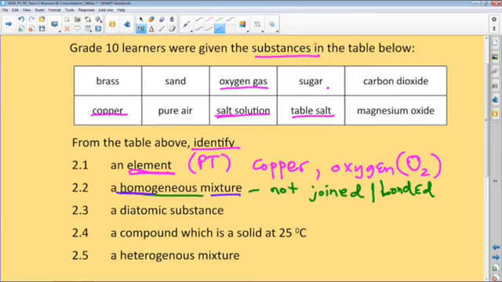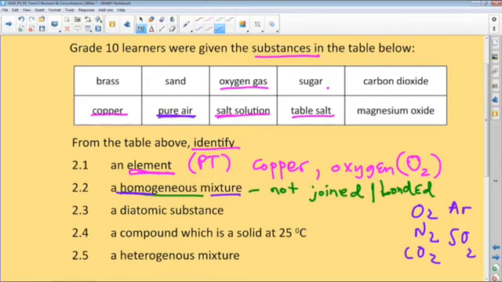Right. In this case, take for example a salt solution. You may think of it as a homogeneous mixture. Pure air. Air consists of, for example, oxygen, nitrogen, carbon dioxide, sulfur dioxide, argon, you name them. All these substances are different, but they're not chemically joined together. So we would want to think of them as a typical example of a homogeneous mixture.